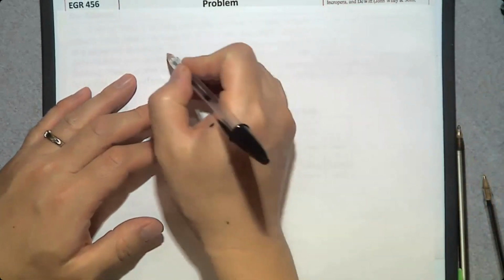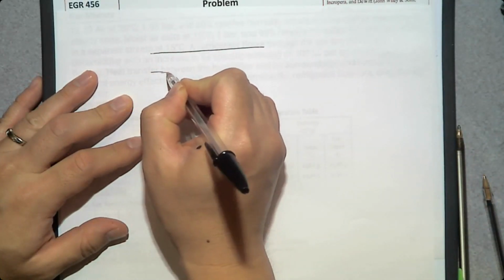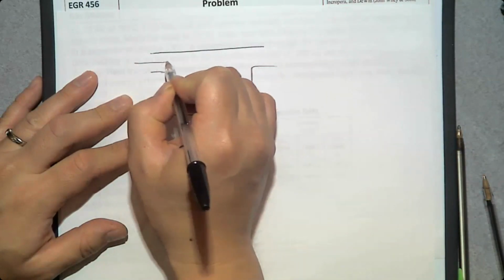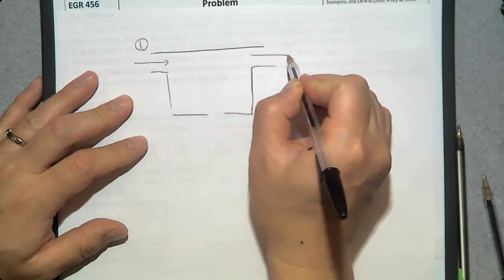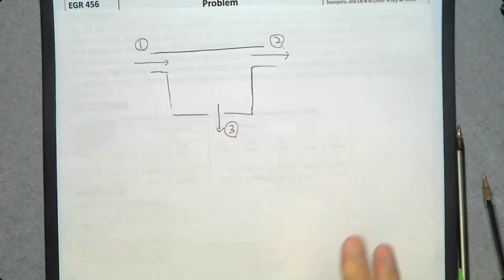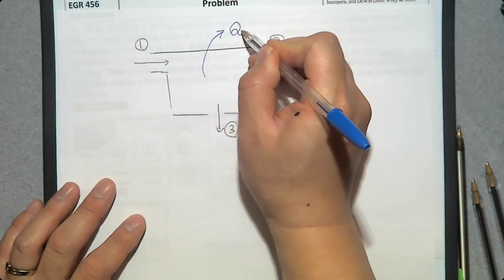Last Tuesday we studied the dehumidifier, and this dehumidifier has one inlet and two exits. So we have inlet number 1, exit number 2, exit number 3. And what we do is we remove heat from this chamber, which is Q out.